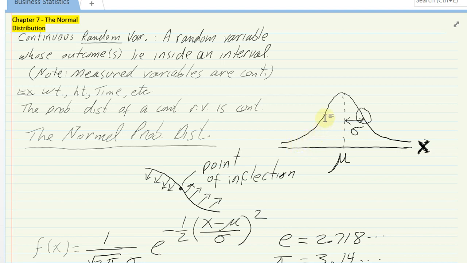So the curve, again, looks the way it does, and the center of the distribution is where the mean of the population is, mu. This is random variable x. And the distance from the center to this specific point that I have circled is where the standard deviation is. We can do that with normal distribution because of the way it works out.